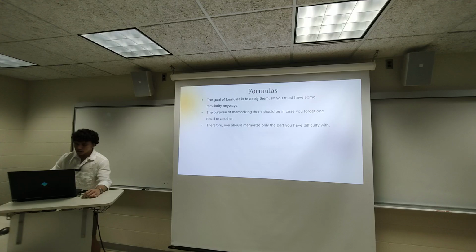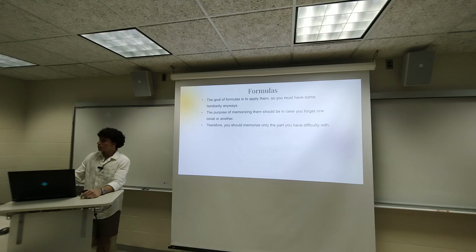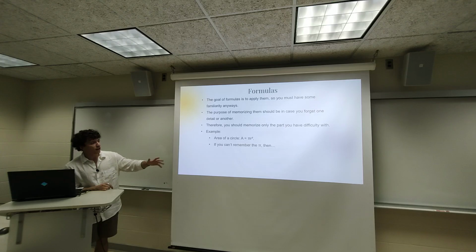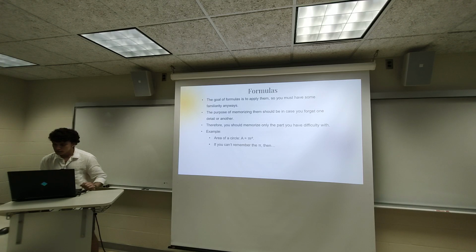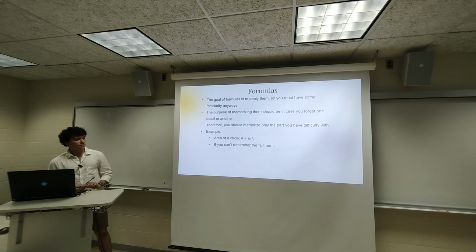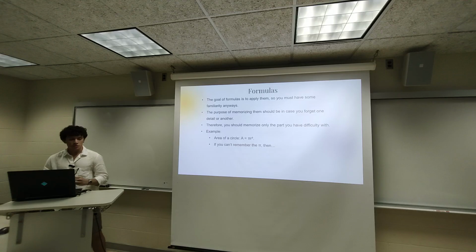That's why you should memorize only the parts that you have difficulty with. You don't need to memorize the whole formula. If you want to remember a whole formula, you can memorize just parts of it. So, for instance, let's say you have the area of a circle. So we have A equals pi times r squared. If you can remember that the pi is in the formula, then you can create an image that associates both. You need to associate that this is about the circle, and you need to associate that to pi. So how could you do that?